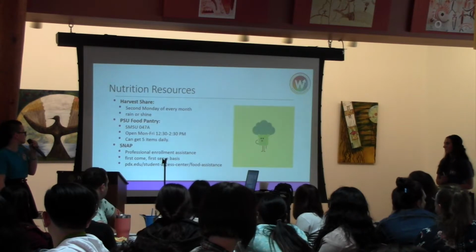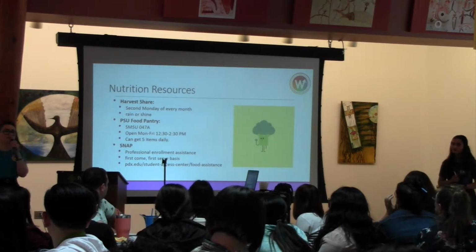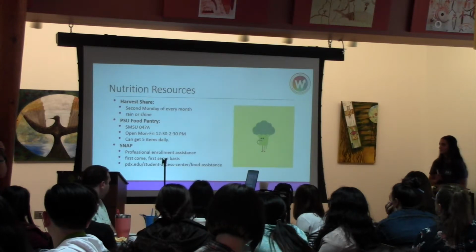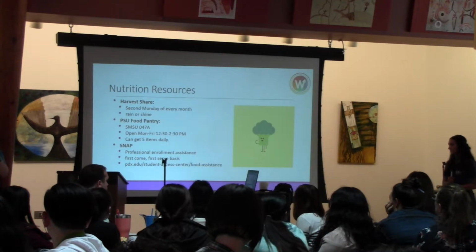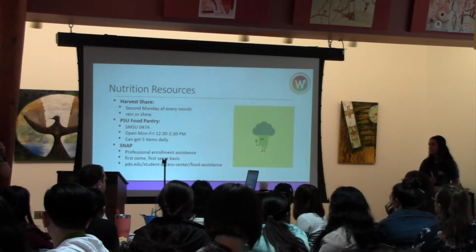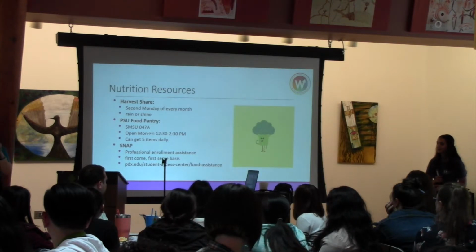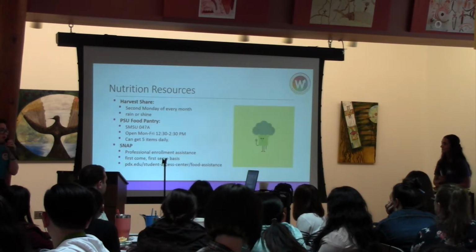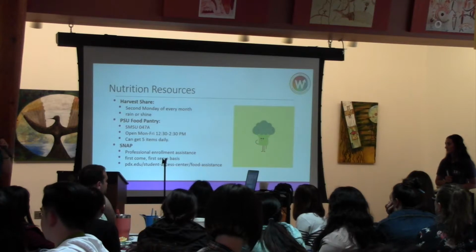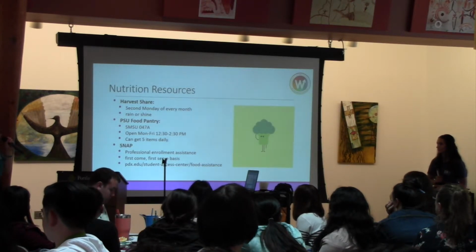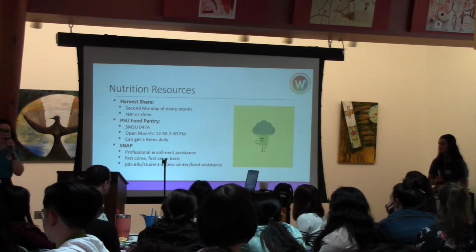Yeah. And then we also have the PSU food pantry, which is located in Smith, in the basement next to the quiet and meditation room. So that's a resource for PSU students where they can pick up 5 items. And they have perishables and non-perishables. I think they have a fridge now. And you can go there Monday through Friday. You can get 5 items daily. They're open from 12:30 to 2:30.